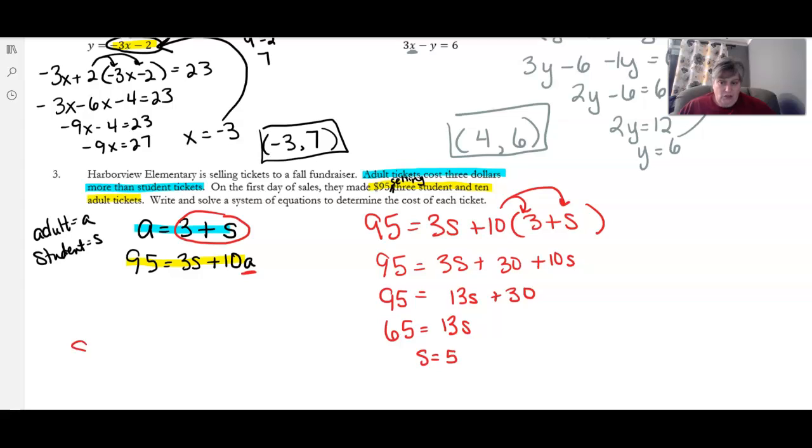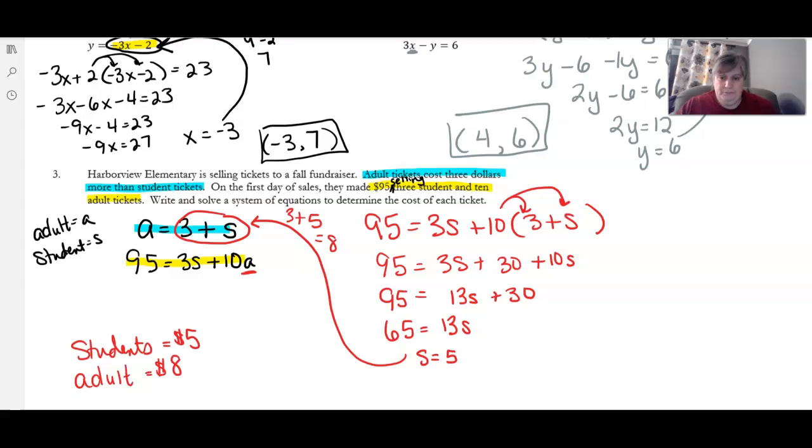So that means student tickets are $5. Now, just like we did before, we're going to take this answer and we're going to plug it into the circle. And so 3 plus 5 is 8. So that tells me adult tickets are $8. So it's not super challenging, but you just have to have confidence in being able to write the equation, and then you circle and you plug in.